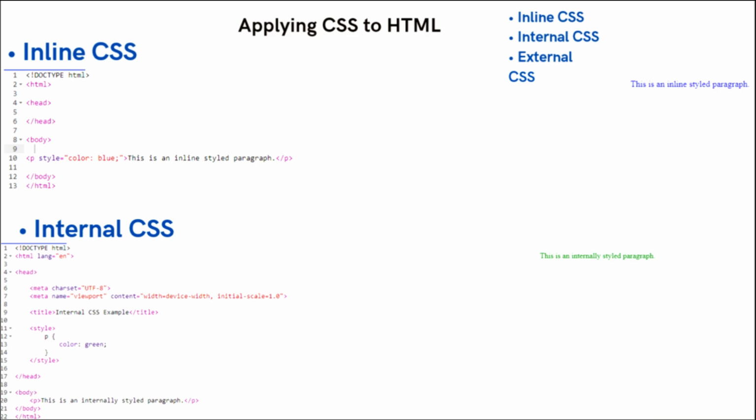There are three ways to apply CSS to HTML. Firstly, there is inline CSS, and next there is internal CSS. Finally, there is also external CSS. Inline CSS is added directly within a HTML element using the style attribute, as can be seen over here. Internal CSS is placed within a style tag inside the head section.